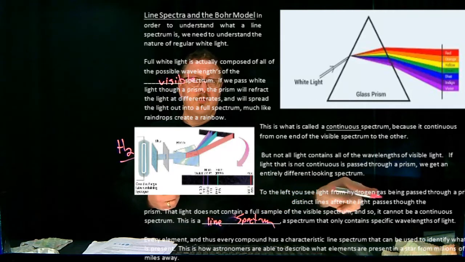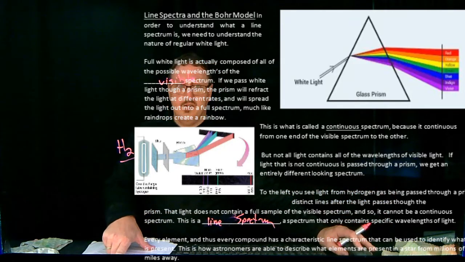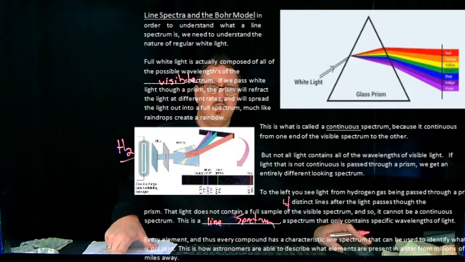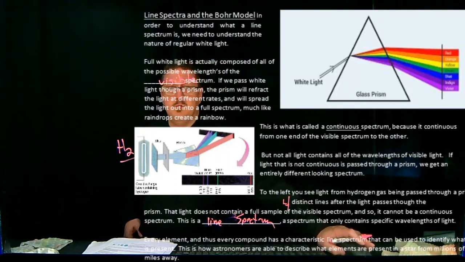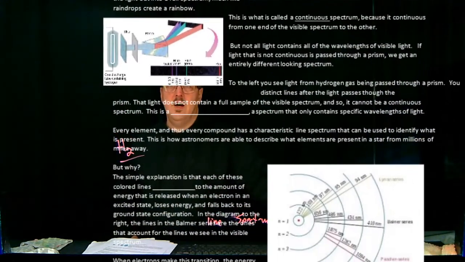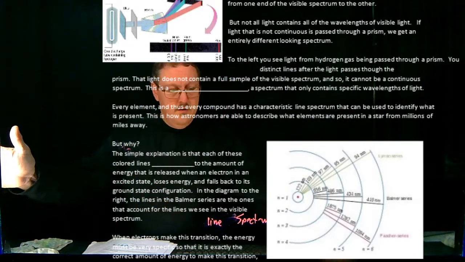And I think I missed one. Where did I miss that? You can see 4 distinct lines. Oh, I missed it right here. Sorry, there's supposed to be a 4 in the blank right there. So there are 4 distinct lines after the light passes through the prism. And so, there we go. Now, let me erase all of this stuff so it's not in the way.